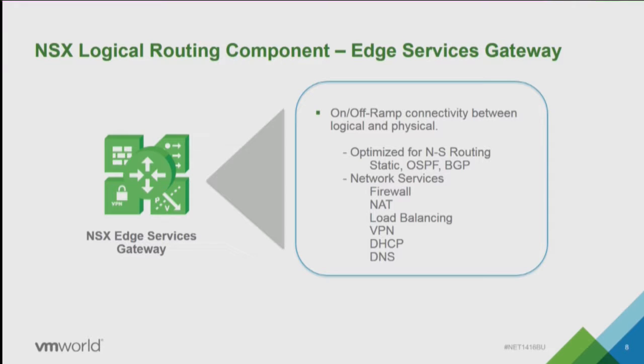It's also where we implement all the stateful services. Stateful services being a perimeter firewall. That does not mean distributed firewall. That's really the perimeter that is on the edge. If you want to protect your logical space towards the physical space, that's also where we implement NAT, load balancing, all the VPNs, DHCP server, and the DNS forwarder.